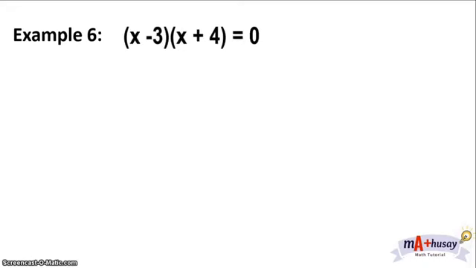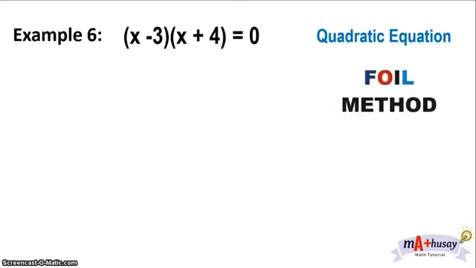Example number 6: the quantity x minus 3 times the quantity x plus 4 equals 0. Again, this is still a quadratic equation, but not written in standard form. So to rewrite this one into standard form, we use the FOIL method. F stands for first, O stands for outer, I stands for inner, and L stands for last. So let's do the FOIL method.